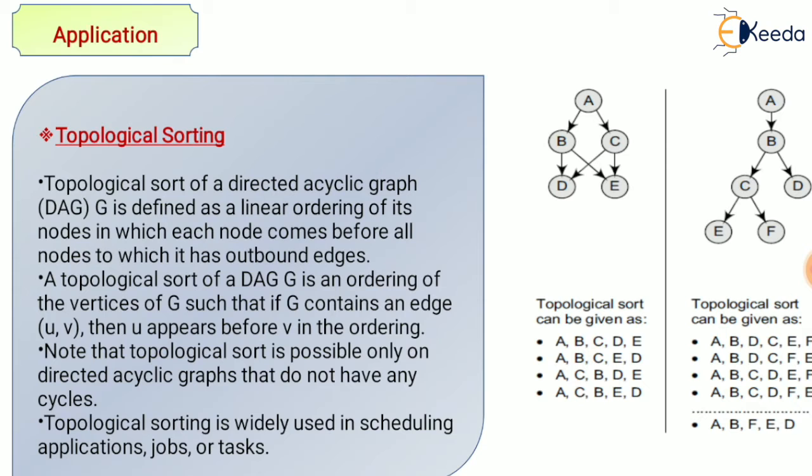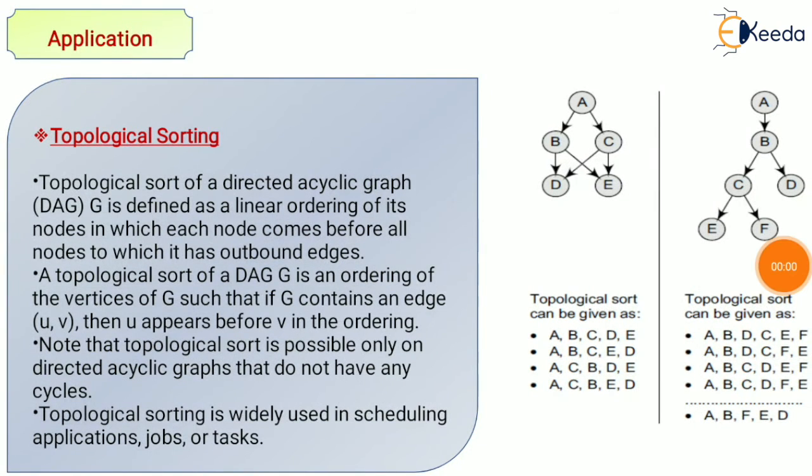So topological sorting is one of the options in which we can use the graph techniques, the DAG, that is the directed acyclic graph, efficiently in various applications. Now, what is topological sorting? Topological sort of a directed acyclic graph, that is DAG, is defined as a linear ordering of its nodes.